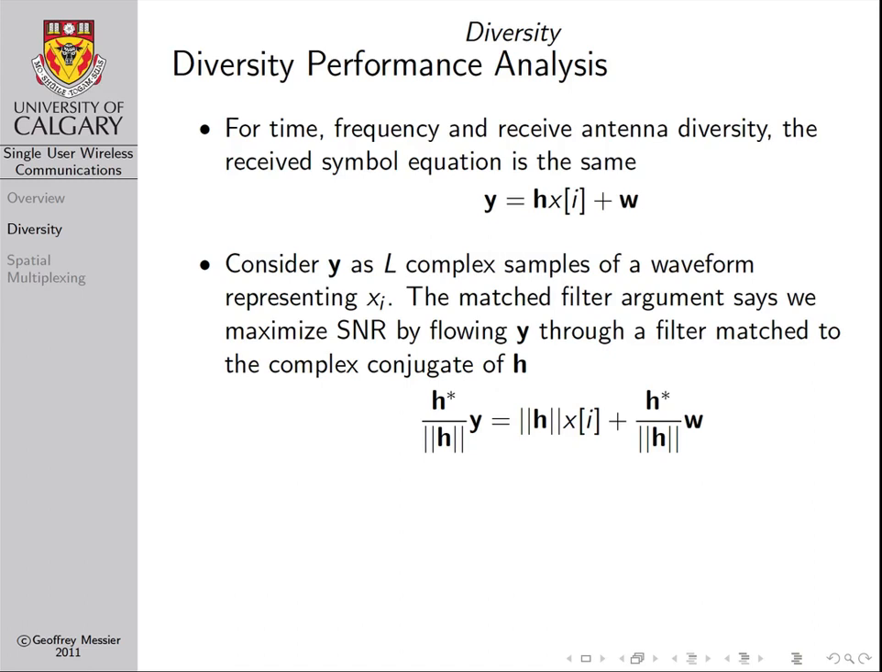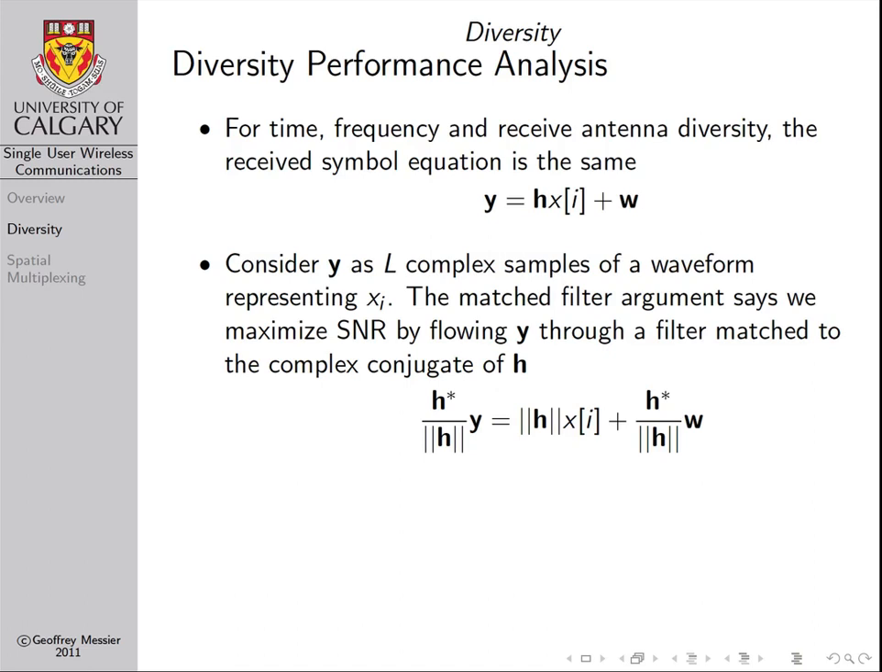Now, whenever we talk about maximizing signal to noise ratio, we always go back to the matched filter derivation. Essentially, if you remember when we were deriving the probability of error for BPSK over a Rayleigh faded channel, when we wanted to figure out the optimal receiver for that wireless signal, we basically modified the matched filter.